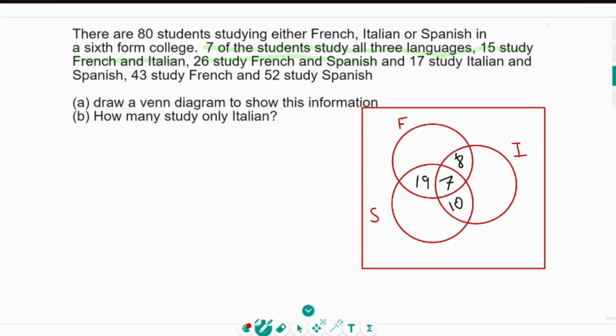Okay, now we've got 43 study French. French is this whole circle here. So let's take all of these other numbers off 43, which leaves 9. 52 study Spanish. So similarly, all of these add up to 52. Let's see what this value will be here. 16.